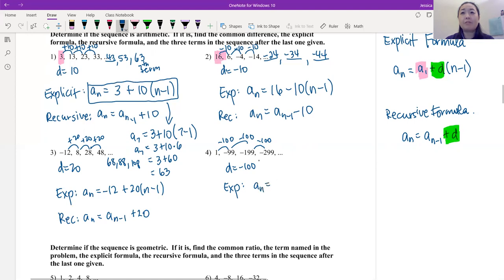First term is going to be 1, plus, not plus, it's minus because this is negative. So minus 100 times n minus 1. And our recursive is going to be a sub n is equal to our previous term minus 100. Right, and we're going to just continue. So negative 399, negative 499, negative 599.